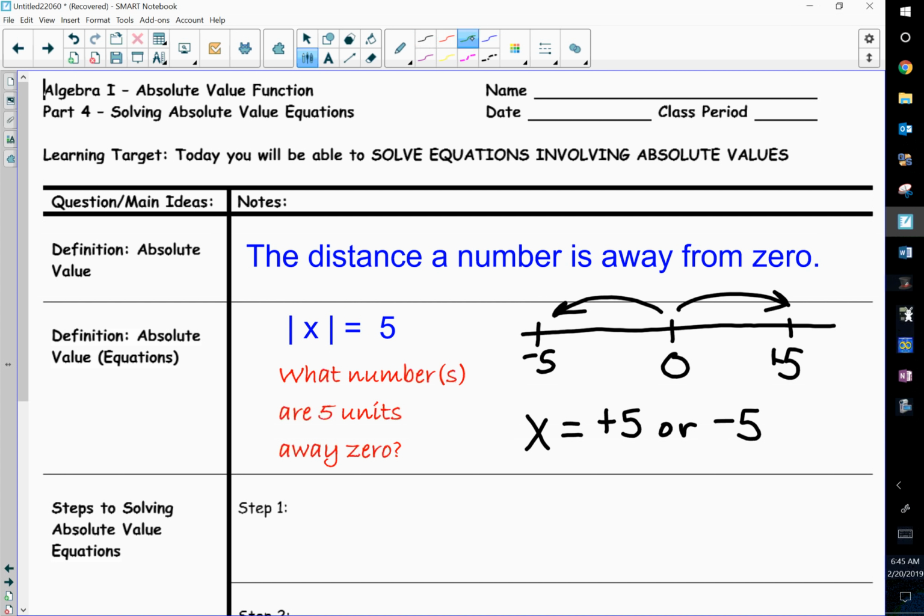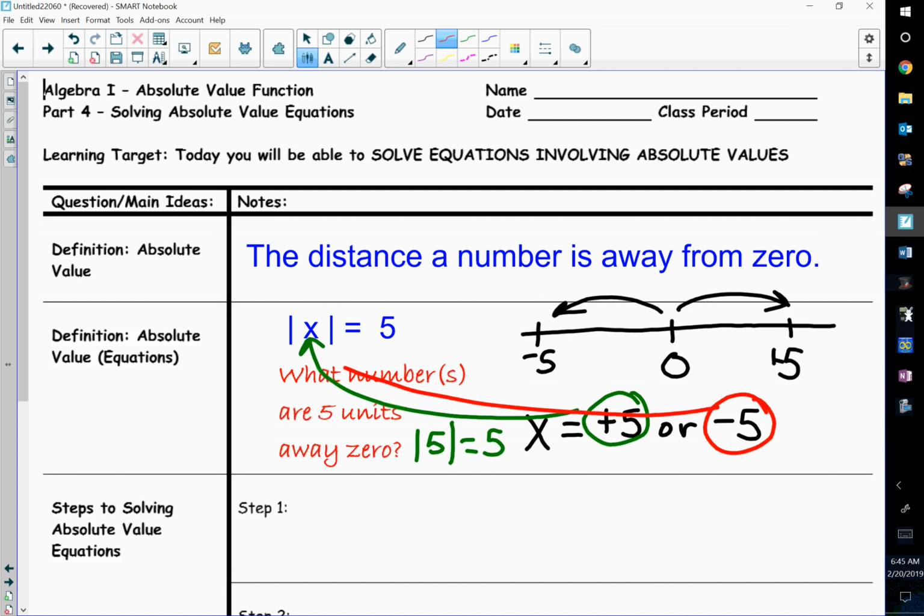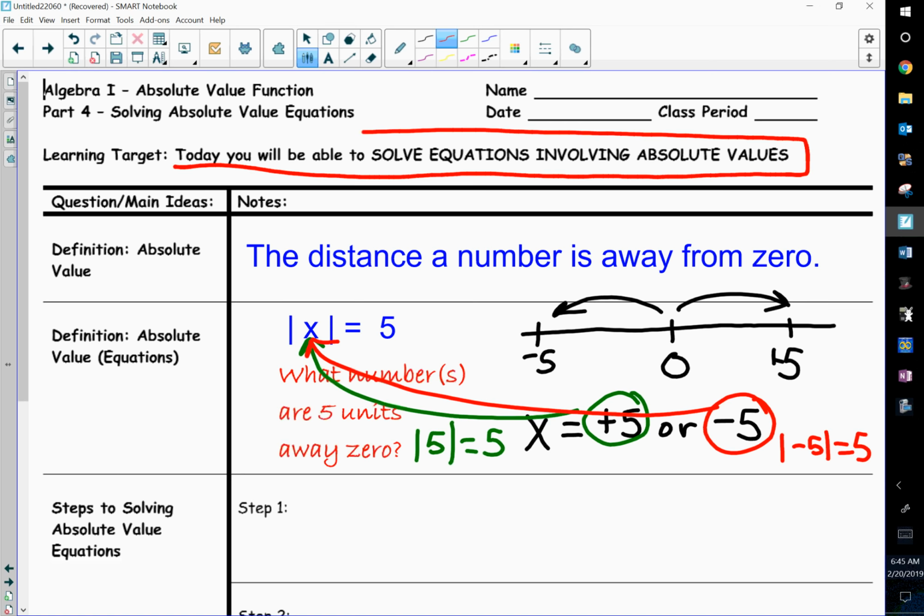Another way to think of it is that if I put positive 5 in place of x, the absolute value of positive 5 equals 5. If I put negative 5 in place of x, the absolute value of negative 5 also equals 5. So you can see that when I have a variable inside the absolute value, there are two possible answers that I could get that would make this equation true. And what you're going to do today is solve equations that have absolute values.